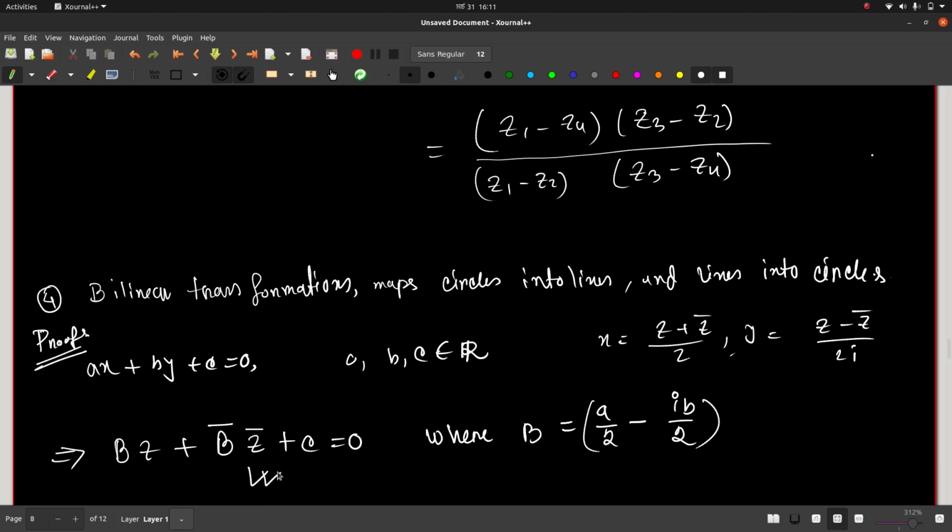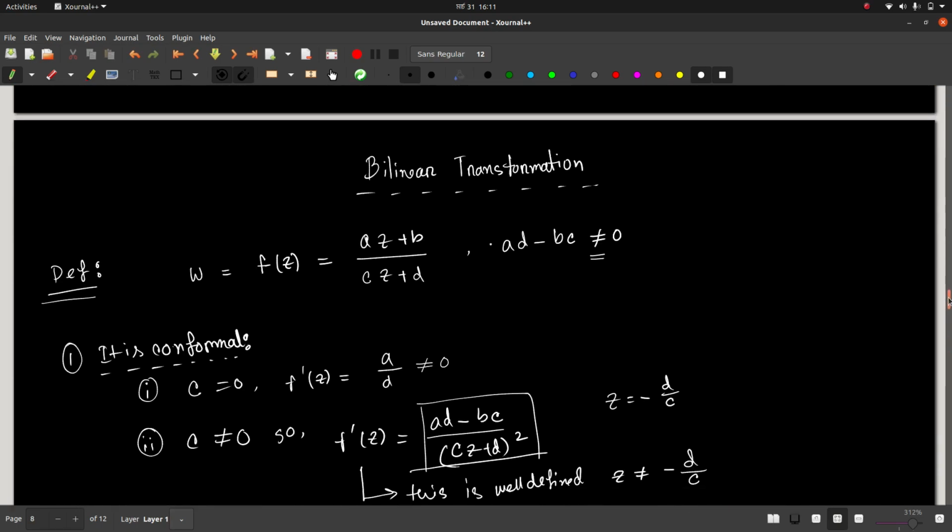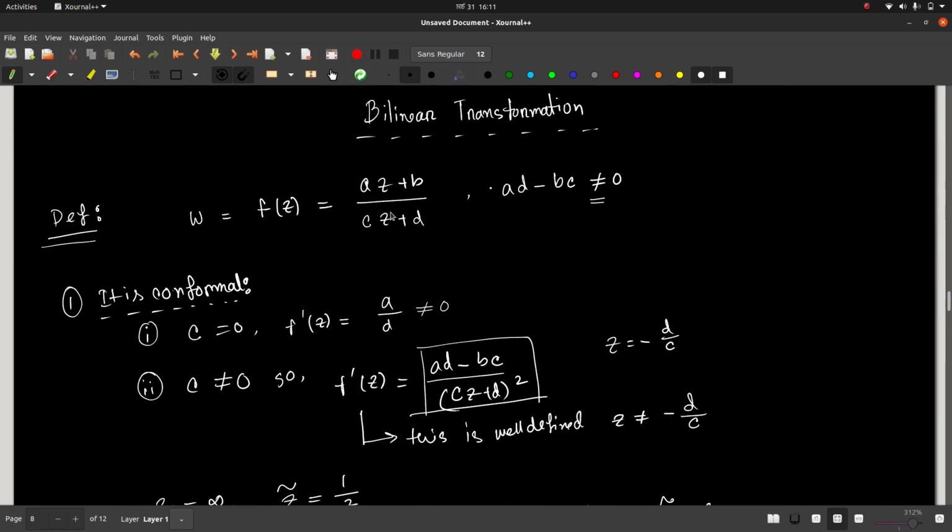Now this is still an equation of a line. Now remember what bilinear transformation does. Bilinear transformation can be linear, and it can also be an inverse transformation. How? So let's go back to the definition. It can be linear if c is equals to 0. It can be an inverse transformation if d is equals to 0 and a is equals to 0. So that would yield an inverse transformation.